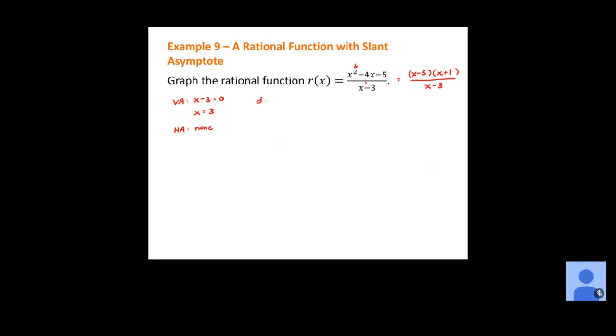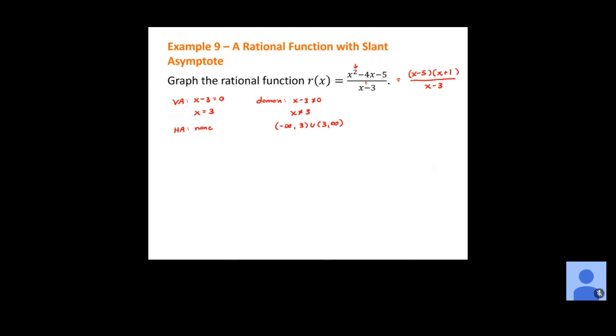Now, what about our domain this time? Everything but 3. Good. So x can't be equal to 3. That's going to say that x can't be 3. We're going to go from negative infinity to 3 and from 3 to infinity. Okay. So our vertical asymptote is the only restriction this time.